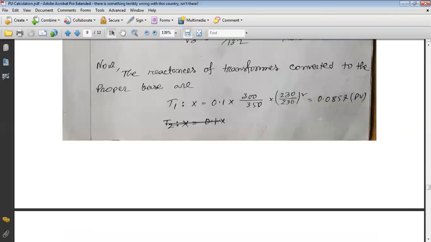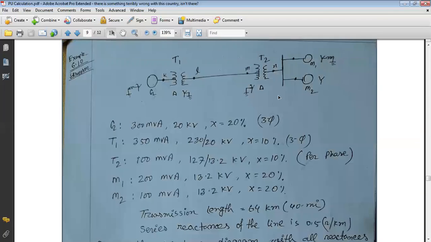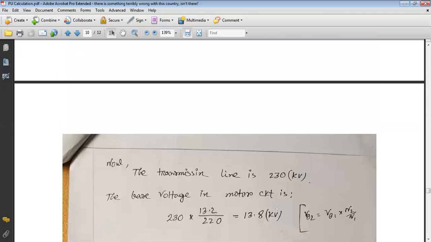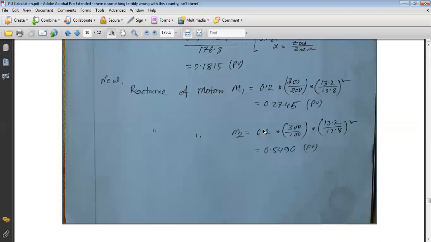Similarly, for motor M2, the MVA new is 300, MVA old is 100, the kV old is 13.2, kV new is 13.8, and the motor reactance is 20%. So this is the equation: 0.2 times 300 by 100 times (13.2 by 13.8) squared. So this is the answer for motor M1 and motor M2, and these are the new reactances.